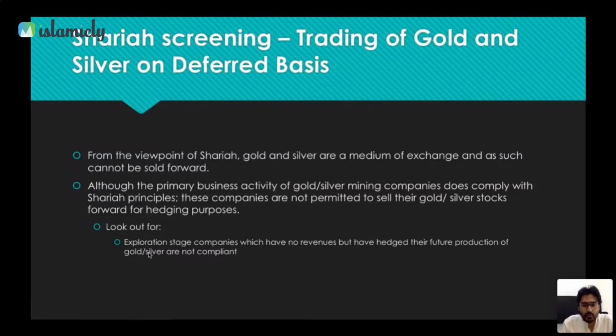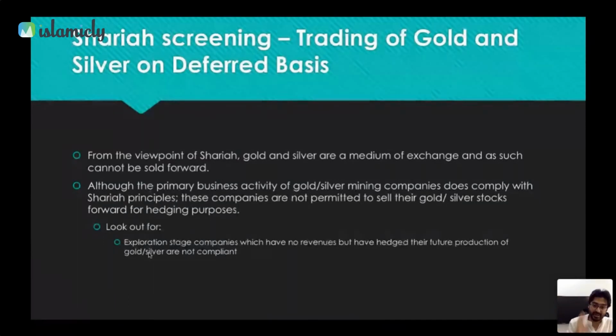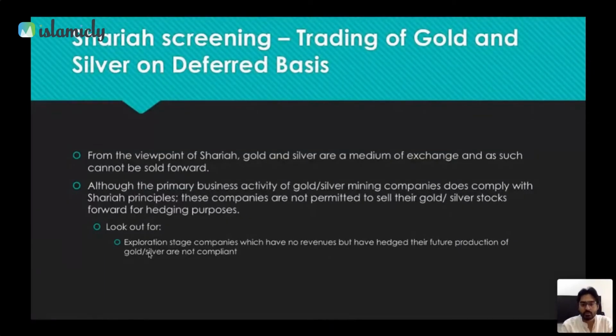A specific example I wanted to bring out here was exploration stage companies. As I said, when you win a gold mining contract, you will not get revenues instantly from selling gold and silver or your precious commodity. So even if you have zero revenue from selling gold or silver, but you have already hedged your future production at a specified price now, you will be considered non-permissible. So that company will be considered non-permissible.